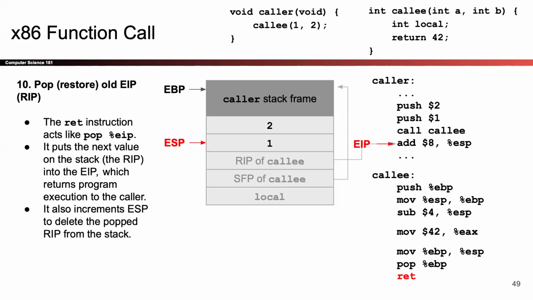And now at this point, everything's ready for the caller to continue executing. Its EBP and ESP have been restored back to what they were before, so they now point to the caller stack frame. The EIP has been restored to the next instruction after the call instruction, and the caller can continue executing. Okay, so that's the function call and the function returns.